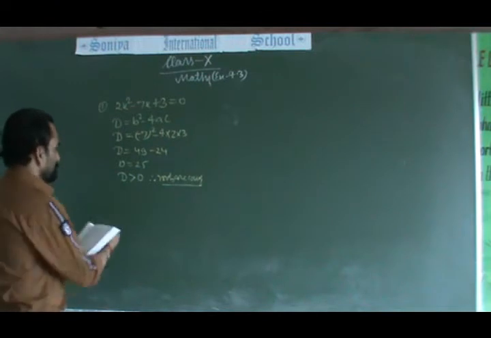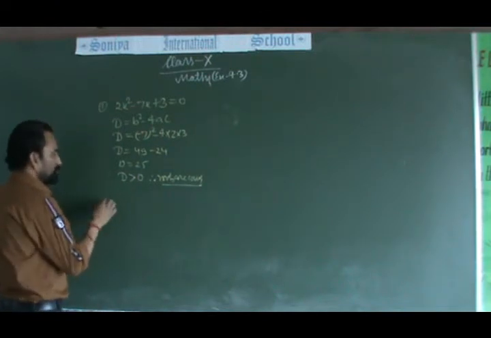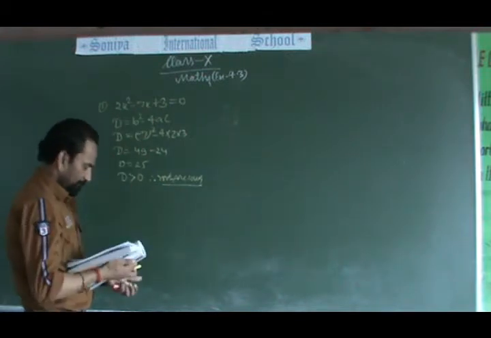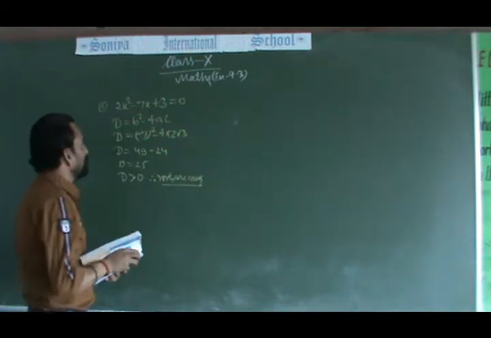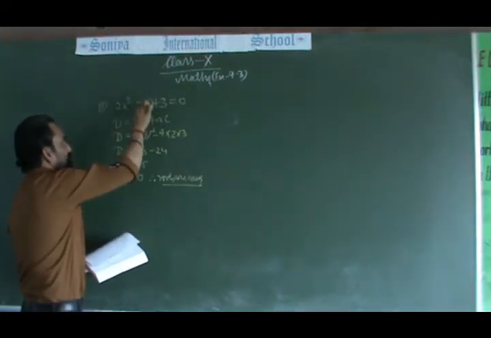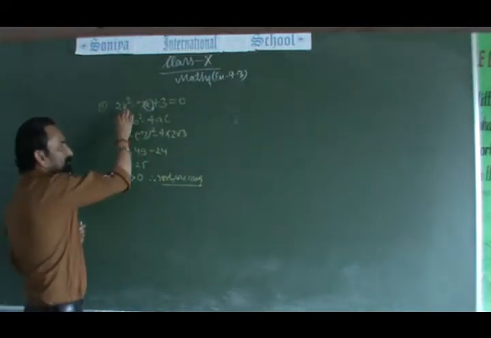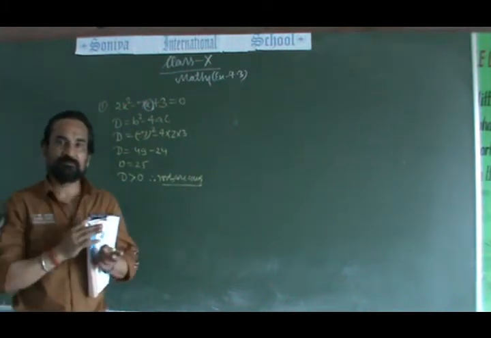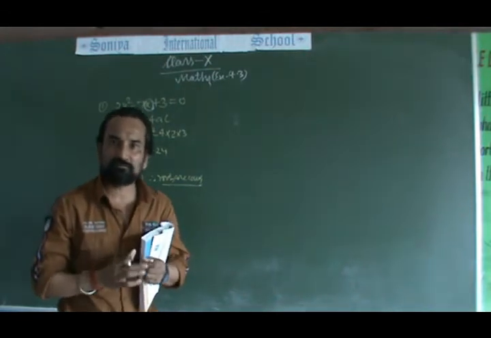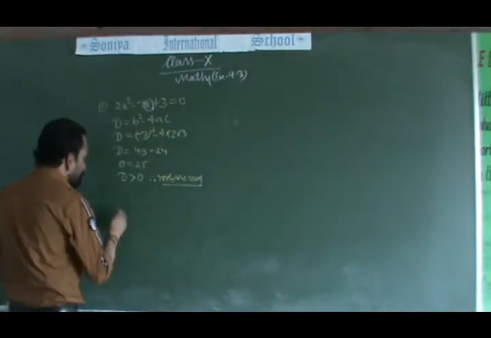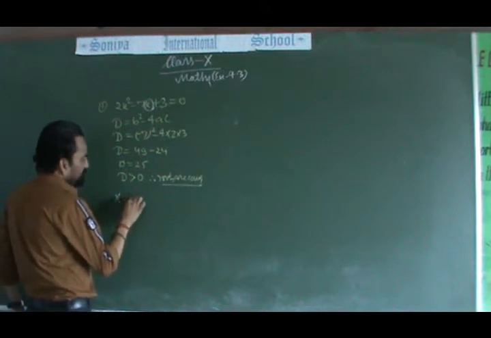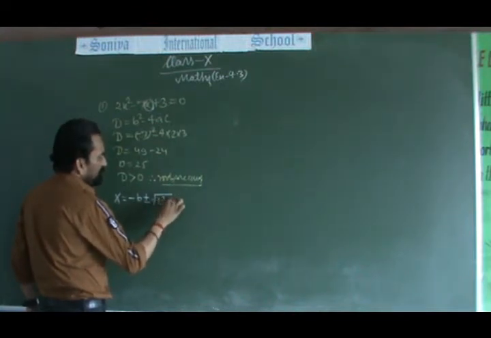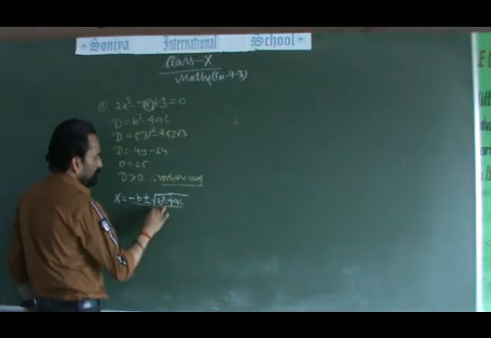Now see the solution of the question. What are the roots of the quadratic equation? Here we are solving the given equation for x and searching for the values of x for which the function becomes 0. The values of the variable for which the function becomes 0 are known as the roots or zeros. So what are the roots of a quadratic equation? x equals minus b plus minus root of b square minus 4ac upon 2a.